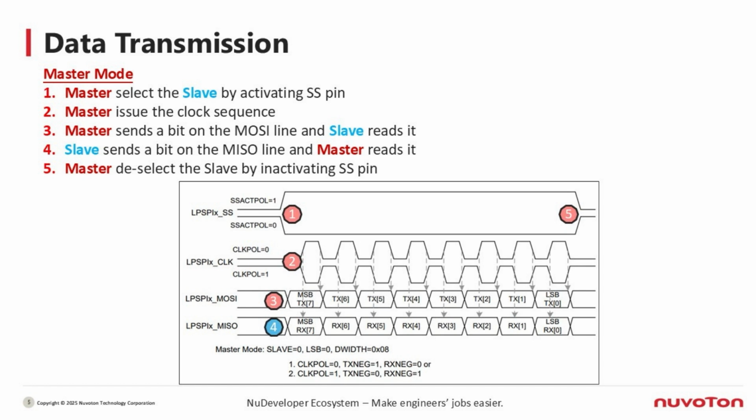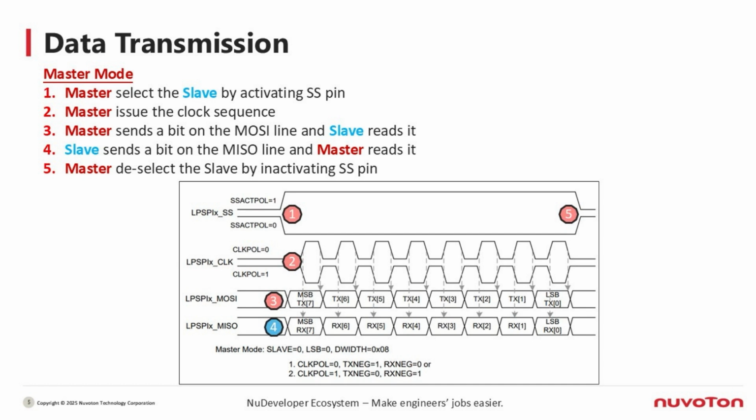First, the master selects the slave. The master pulls the SS line from high to low, basically telling the slave, "I'm about to start talking to you." This marks the beginning of the whole transmission. Next, the master starts generating the clock. Once CLK starts toggling, the transfer window is open.